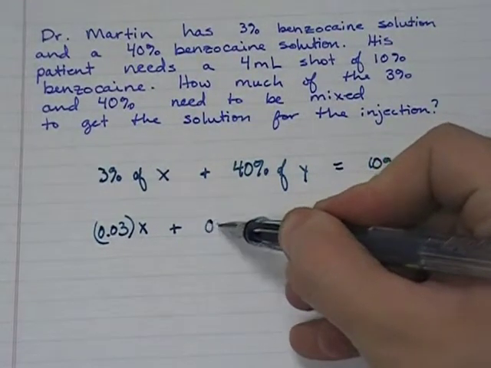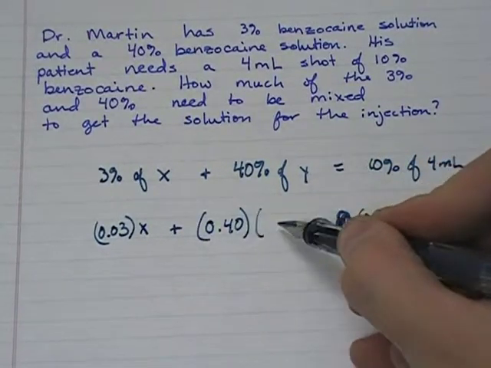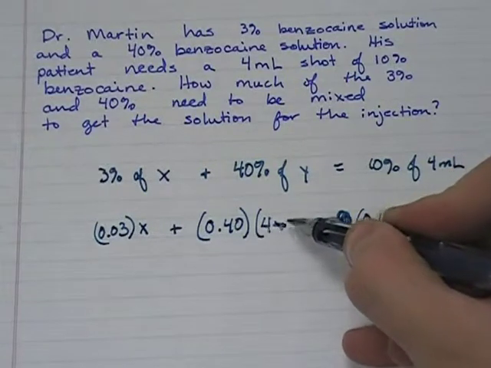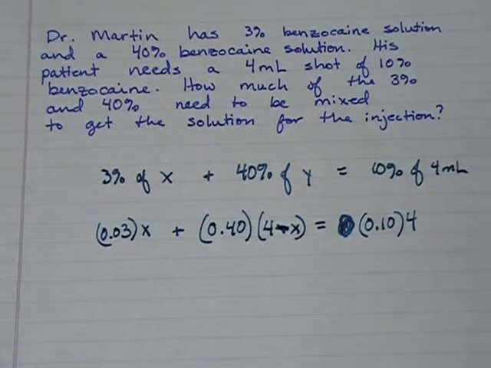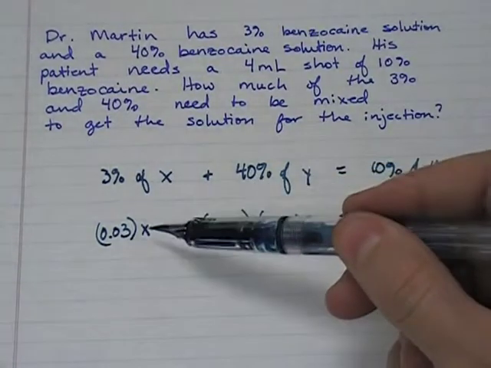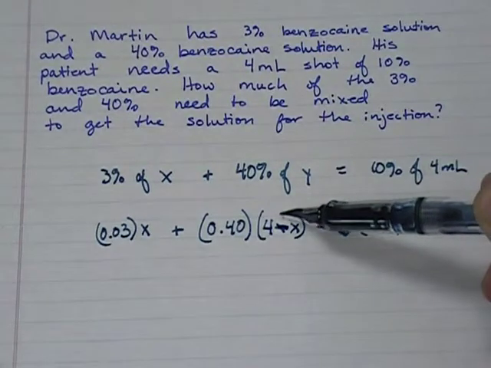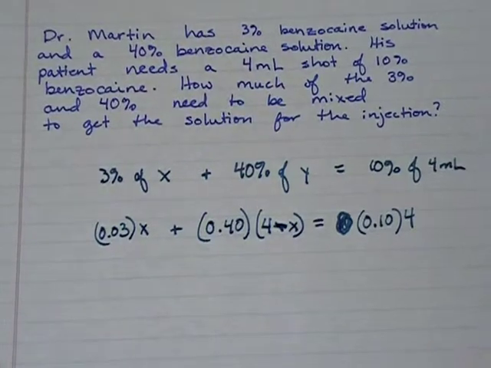So I say, okay, fine. I'm going to say this is 40% times 4 minus X. 4 minus X. Now, what do I mean by that? Well, let's say this is 3 milliliters. 4 minus 3 makes 1. So 3 milliliters plus 1 milliliter makes 4 milliliters. Okay?